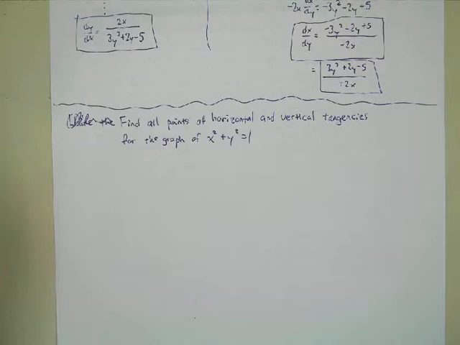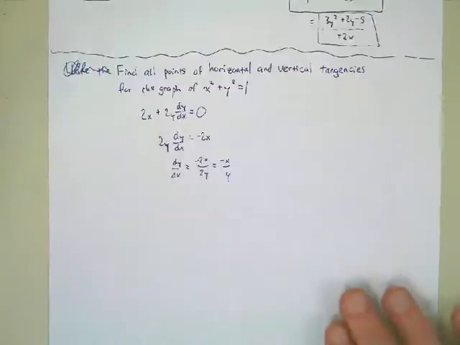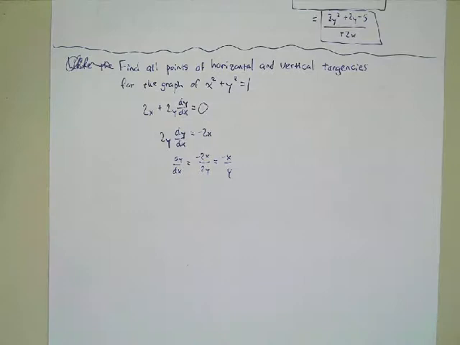All right, Anna, what'd you get? So it should be negative 2x over 2y, because you subtract the 2x over. And then, of course, that can simplify to negative x over y if you wanted to. Okay. So there it is. Great.